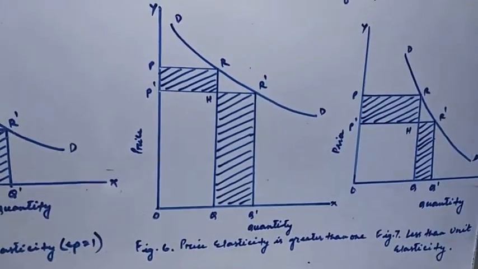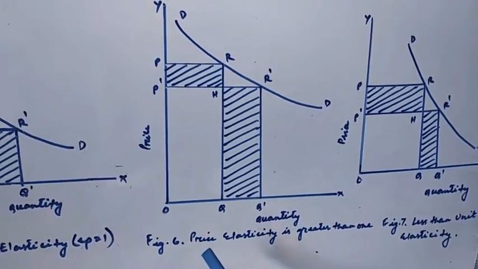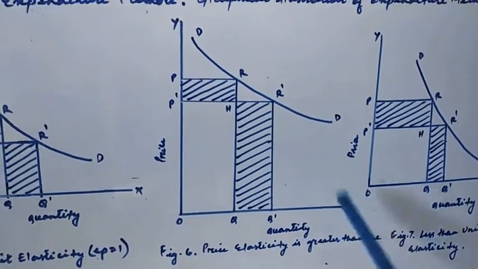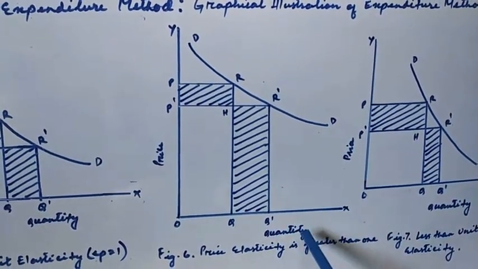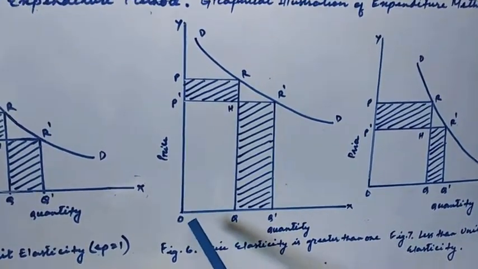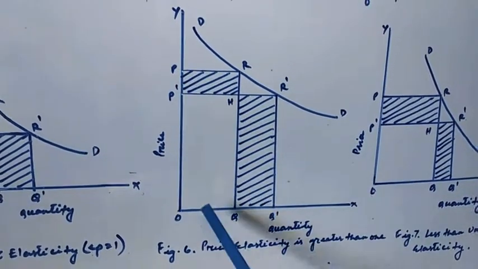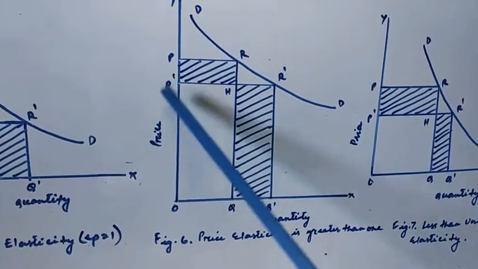So again, let us consider figure 6, which is a case where price elasticity is greater than 1. Again, this is the demand curve. On the X-axis we are measuring quantity, on the Y-axis price, and O is the origin. The first given price is OP, and quantity demanded is OQ. So total expenditure is OPRQ.